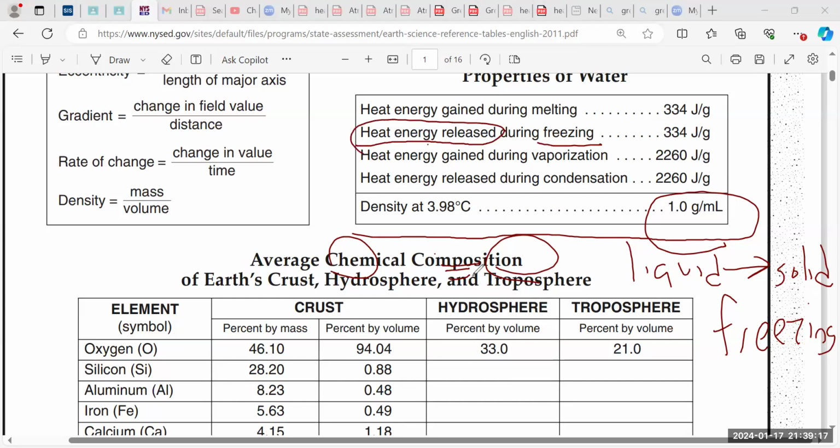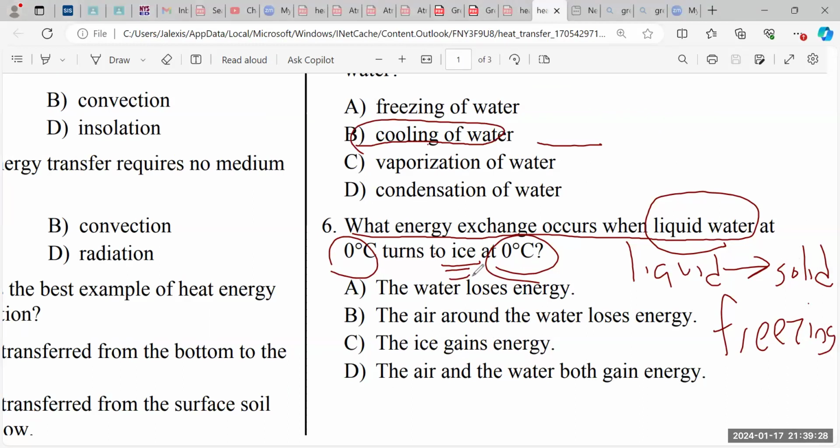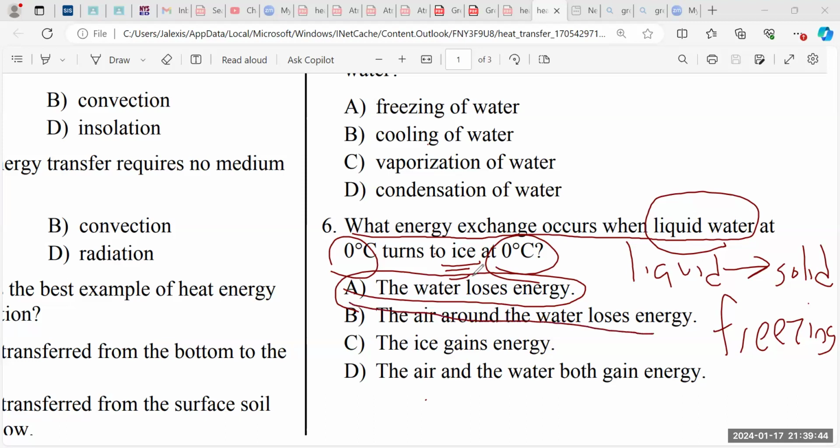Heat energy is being released, meaning that heat energy is being lost. So therefore, when I go back, the option that shows that heat energy is being lost is choice A. So we know during the freezing process, the water loses energy, not the air around the water. We're only focusing on the water.